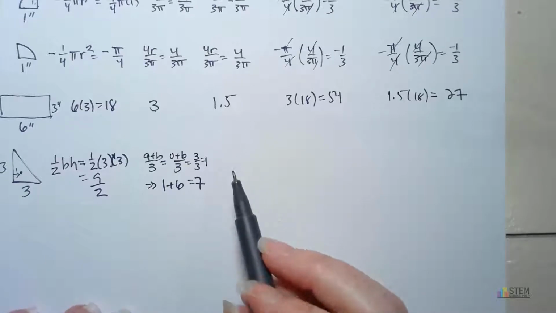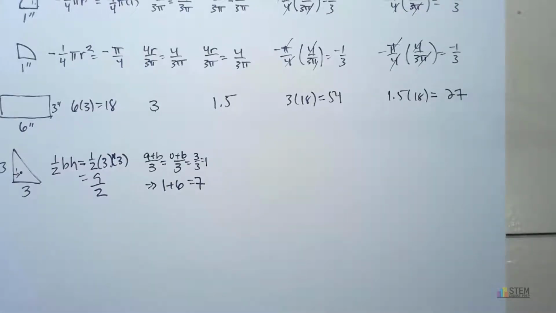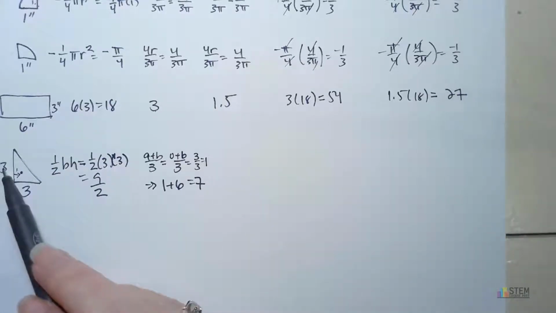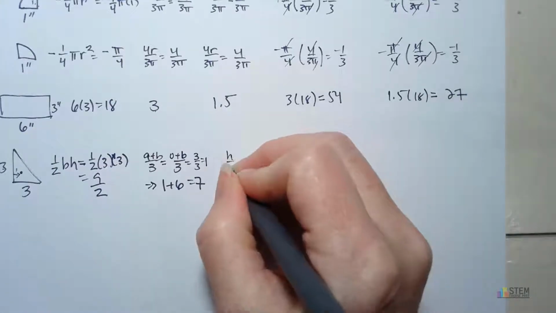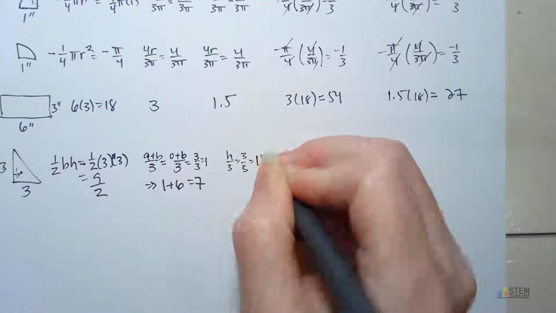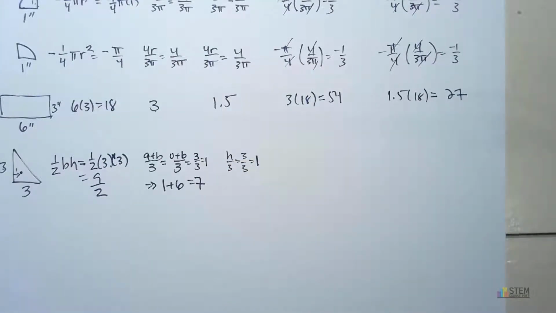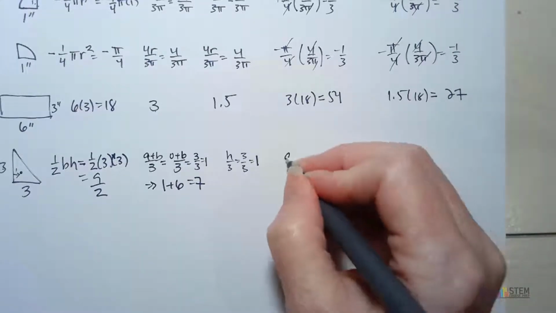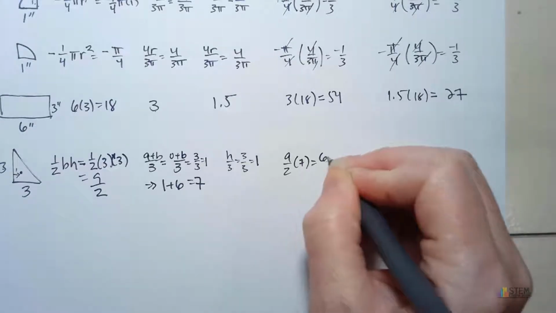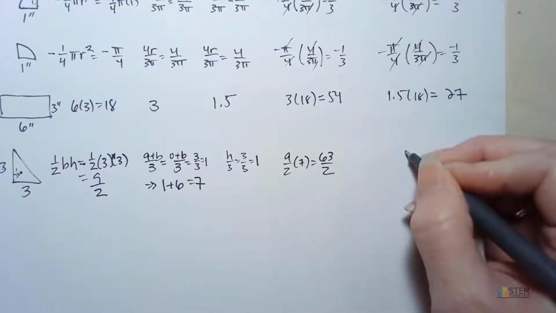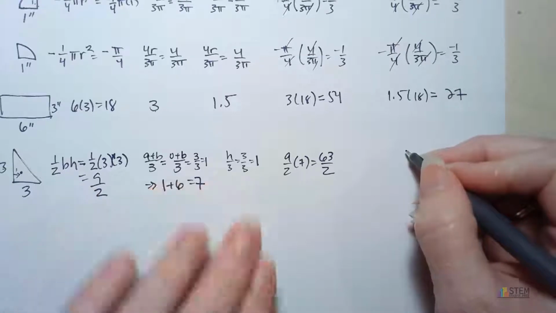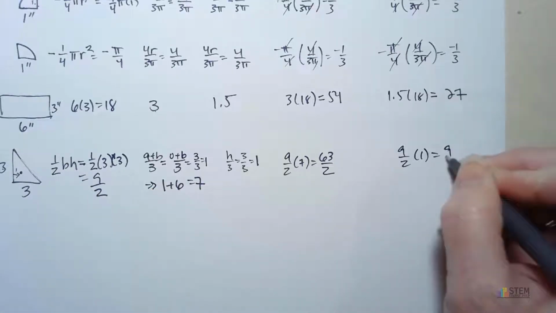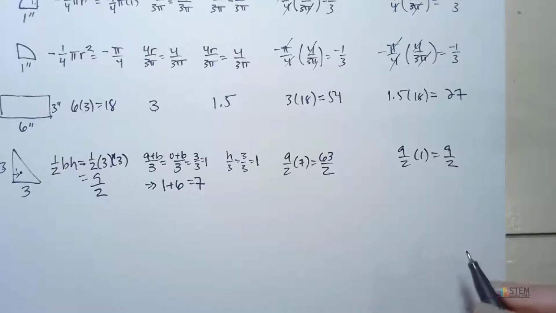Next, let's do y tilde. For a triangle, it's going to be the height of the triangle divided by 3. So here we've got 3 divided by 3, which is 1. So now let's go through and multiply. We're going to have 9 over 2 times 7, which is 63 over 2. And then over here, we're going to have 9 over 2 times 1, which is just 9 over 2. Okay, so now we're done filling out this table finally.